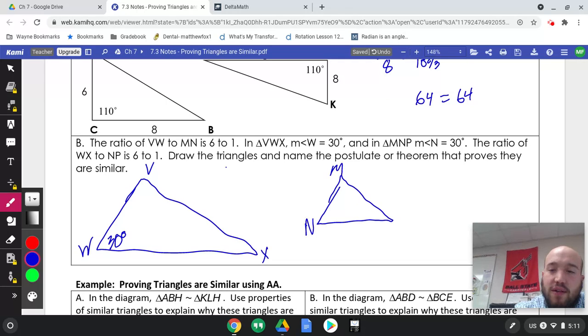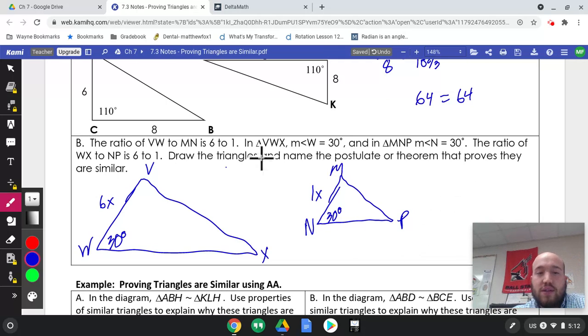And for this, angle N is 30 degrees, so I can put that in. Now, VW to MN, 6:1. So VW is over here, 6. MN is 1. I'm going to put 6x to 1x. We don't know exactly what the side is, but the ratio is 6:1.